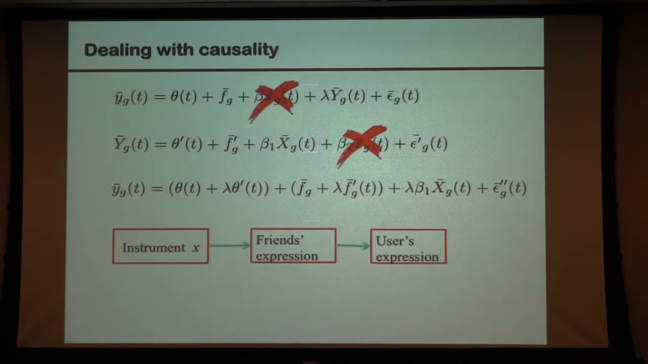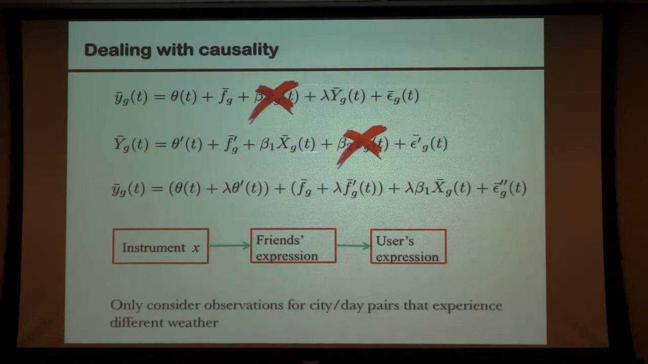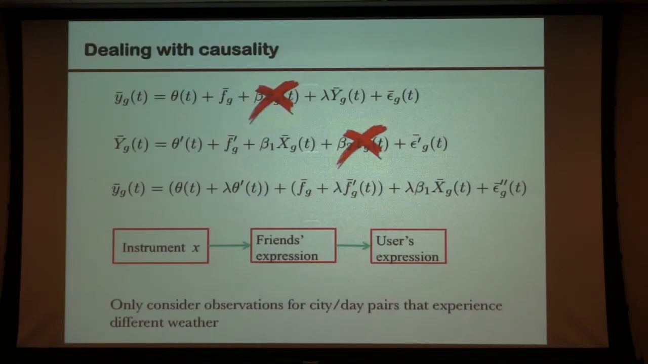Okay? So how can I do that? How can I delete these effects? Very simple. Just consider observations for city-day pairs that experience different weather. So you impose that in your data set, so you break these correlations, and now instrumental variable regression will work. Okay. So once you do that, you have your model. You take the weather out. So when I look for the effect when it has rain on my friend, it should have not rain on me. You took a different weather. Different weathers.